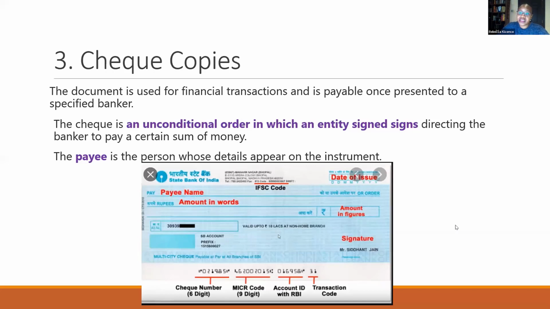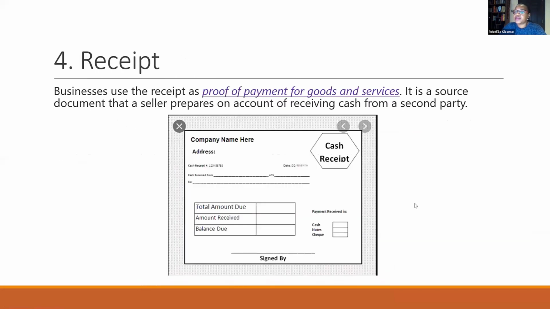So that is what a check looks like. Now, a check is also a source document to show that a transaction has taken place. It shows that you have made payment to a certain person. Sometimes when you're the one receiving the check, it shows that the person has paid you using a check.